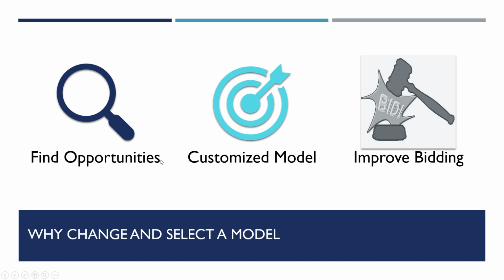Basically, by setting an attribution model, you are able to figure out which click or which keyword and which ad resulted in a conversion, or you are able to find out which ad and which keyword contributes to maximum conversion. And this helps you to find customers earlier on their path to conversion. So it helps you to find more opportunities.